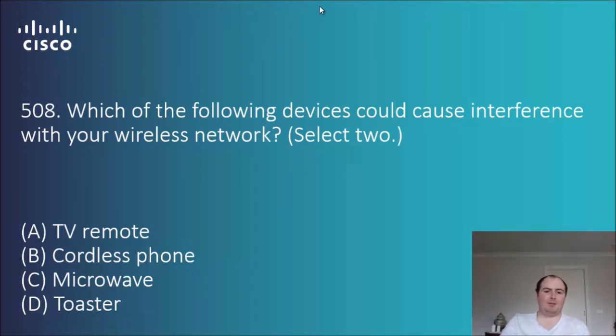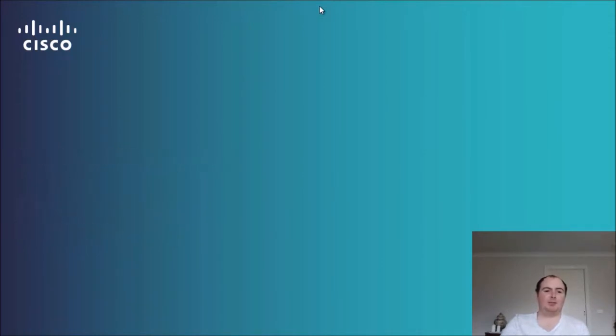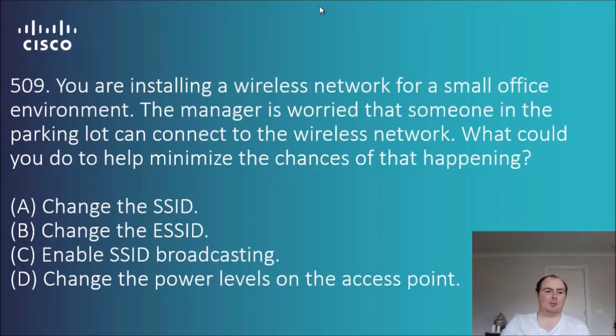However, I'll just give you the answer there. Cordless phones and microwaves, they affect signal. Cordless phones can obviously be similar frequencies, and microwaves are just not good to put near computer equipment, or not good to put computer equipment near microwaves.